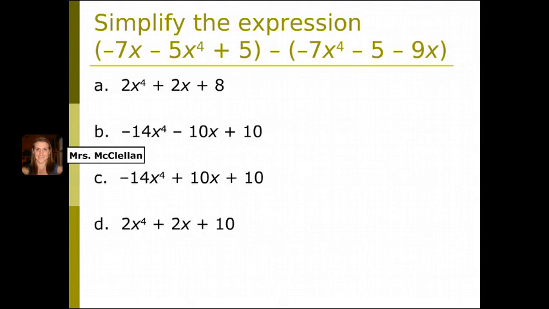Simplify the expression: the quantity negative 7x minus 5x to the fourth plus 5, minus the quantity negative 7x to the fourth minus 5 minus 9x. Well, we know that when we are adding or subtracting polynomials, all we have to do is combine like terms. However, if you have forgotten that rule, our keyword "simplify" lets us know that we can actually do this using the backdoor method. Again, I am just going to say that x equals 3. What I would like for you to do is pause this presentation for a moment and work out the answer choices using x equals 3 and see what you come up with.